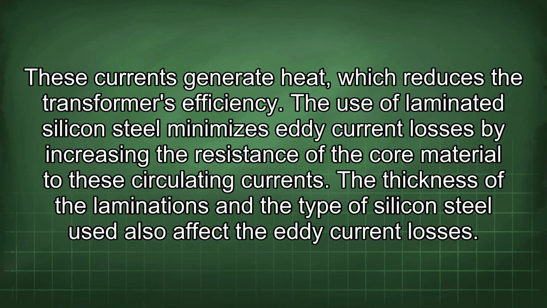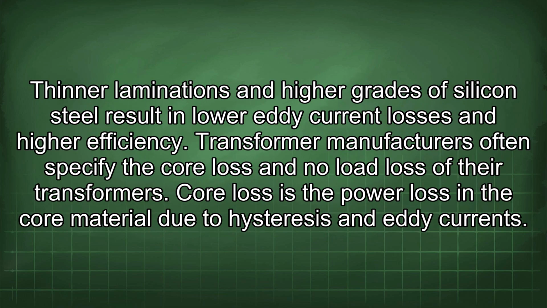The use of laminated silicon steel minimizes eddy current losses by increasing the resistance of the core material to these circulating currents. The thickness of the laminations and the type of silicon steel used also affect the eddy current losses. Thinner laminations and higher grades of silicon steel result in lower eddy current losses and higher efficiency.